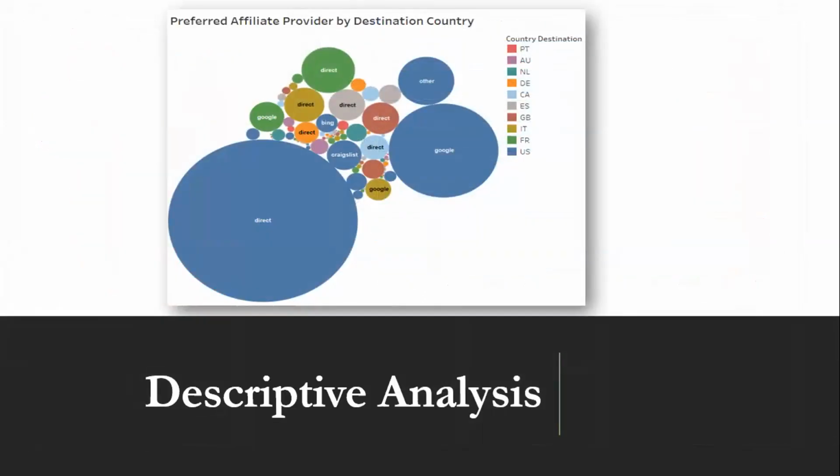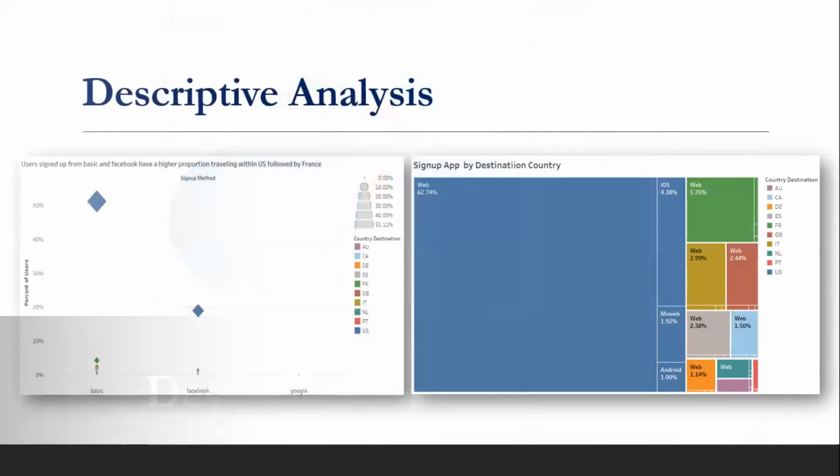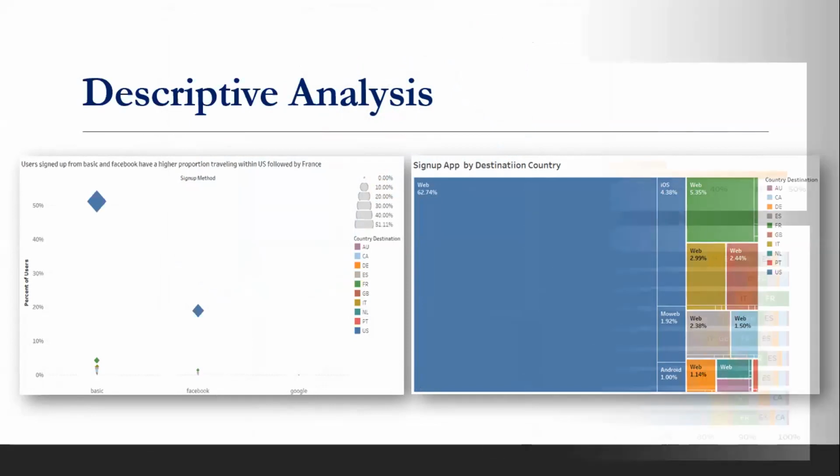This is about the affiliate providers, and the majority of them are coming from direct marketing and Google search. And again, it is inclined towards the US destination. The most commonly used sign-up methods are basic and via Facebook. It also indicates that users who signed up using these two methods have a higher probability of traveling to the United States, followed by France. On the right-hand side, you can see the web is a major sign-up platform that contributed to gaining new users, followed by iOS, that is iPhone or iPads, etc.